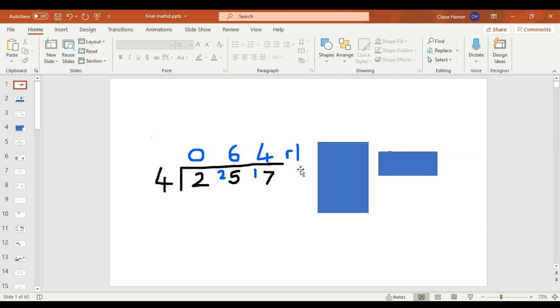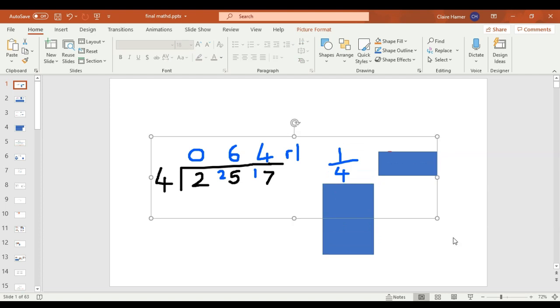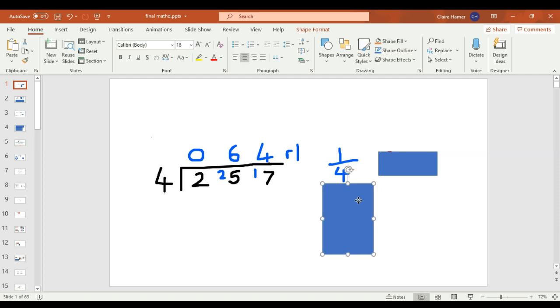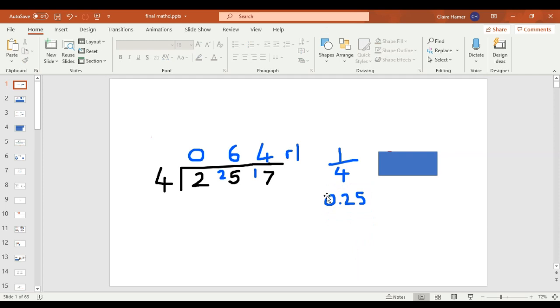Okay, so the R1 in this question means 1/4. It represents 1/4 because we've got 1 left over out of 4, because in every whole there are 4 equal parts. The decimal equivalent for 1/4 is 0.25. So we use that information to write the correct answer of 64.25.